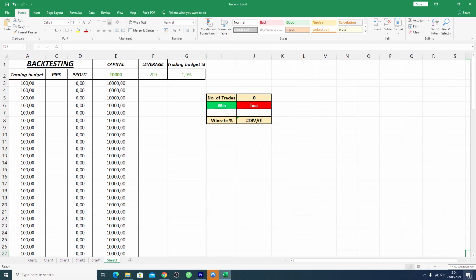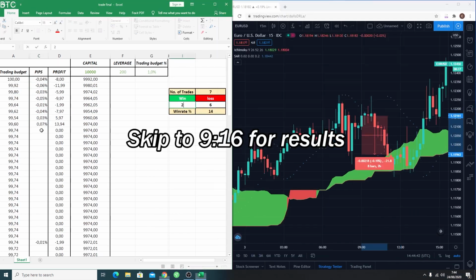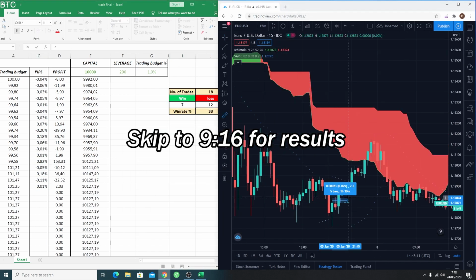I'm going to be using this Excel sheet to collect the data for this backtest. My starting capital would be $10,000 and I'm using 200 times leverage per trade. But I'm only risking 1% of my capital per trade so that I would not blow up my account. For this backtest, I am using the EUR/USD 15-minute chart. Here's a time lapse of me backtesting the strategy. You can skip to the timestamps shown in front of the screen to see the results.